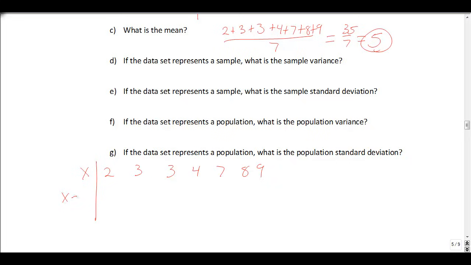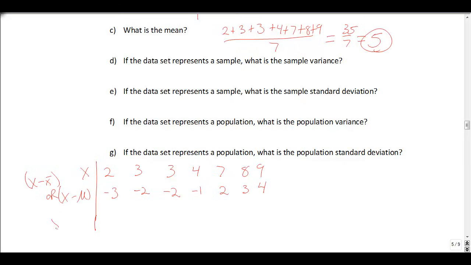We need to do x minus mu, or I suppose x minus x bar, if this is a sample here. Either one of these is just x minus the mean, so minus 5. So 2 minus 5 is negative 3. 3 minus 5 is negative 2. 3 minus 5 is negative 2. 4 minus 5 is negative 1. 7 minus 5 is 2. 8 minus 5 is 3. 9 minus 5 is 4.